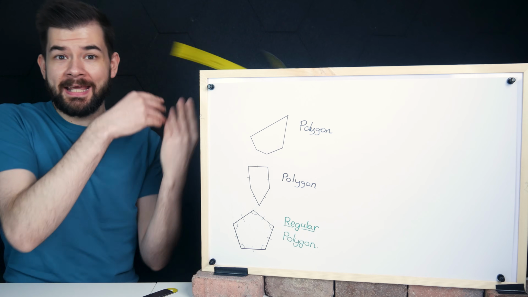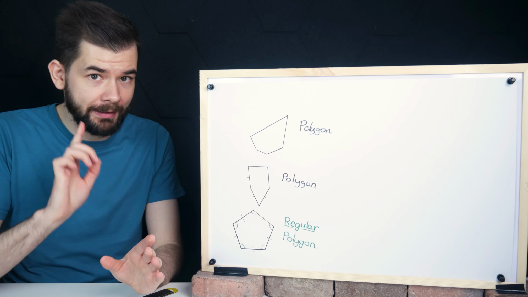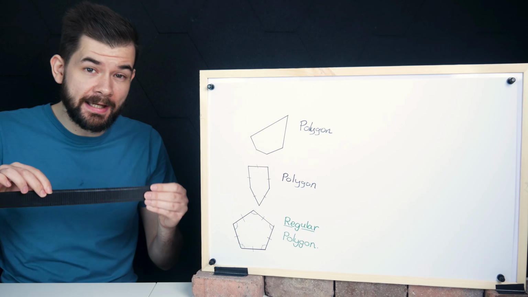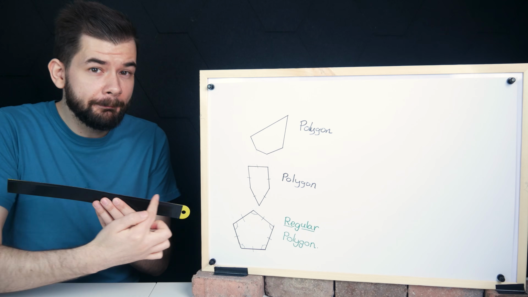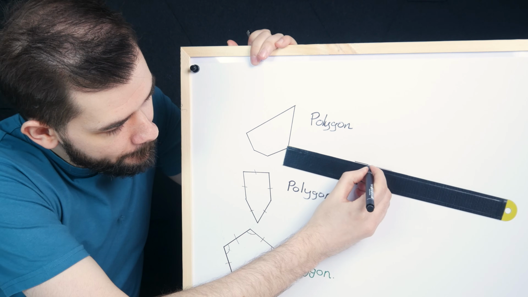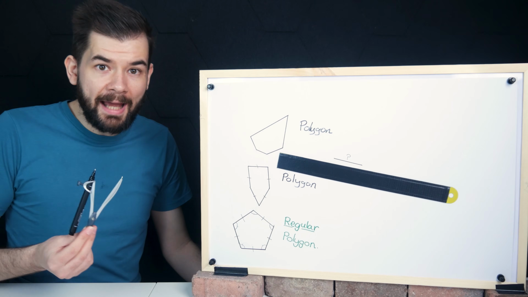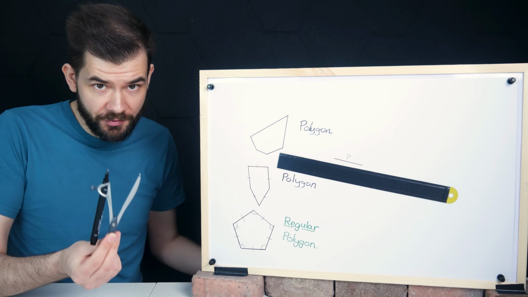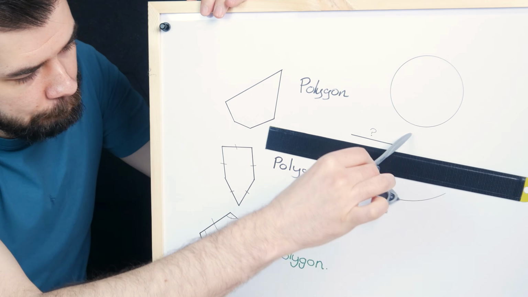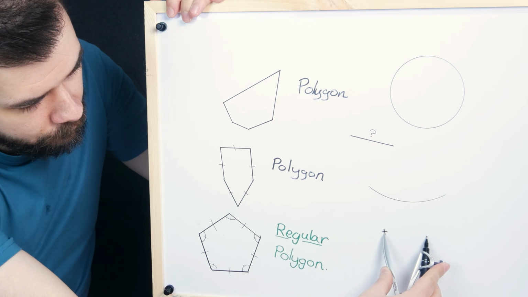Protractors and rulers, get out of here, because we are only allowed to use these. A straight edge, this is like a ruler, but without any markings, so we can use it to draw line segments, but not to make measurements. And we can use a compass. We can use it to draw circles, arcs of circles, and we can use it to duplicate lengths.